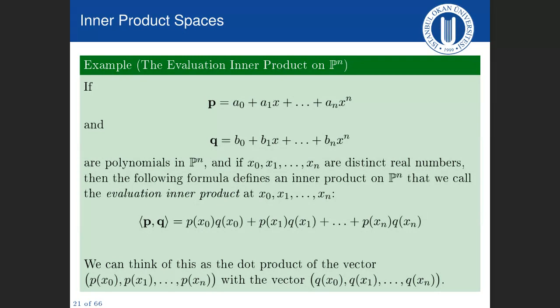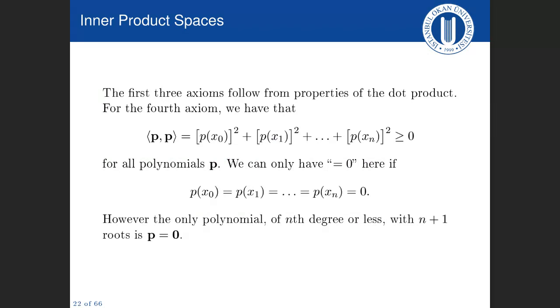Is this an inner product? I'm calling it the evaluation inner product, but is it really an inner product? We need to prove the 4 axioms. The first 3 are easy. The first 3 just follow from the dot product. If they're true for the dot product, then they're also true for this. But for the 4th one, we need to do a little bit of work.